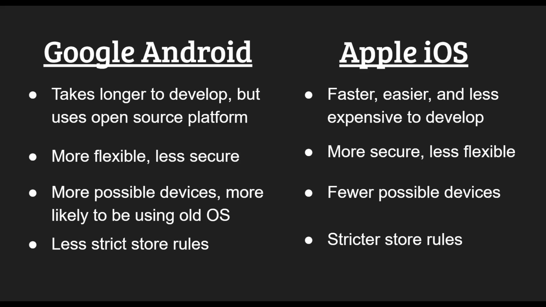Android utilizes an open source platform which allows for greater flexibility, but it also brings about security concerns. iOS is generally considered more secure thanks to its closed ecosystem. There are more than 24,000 types of Android devices across the globe, compared to only about 20 types of mobile iOS devices. With fewer possible devices the app will be used on, the less time needs to be spent making that app compatible for those devices.